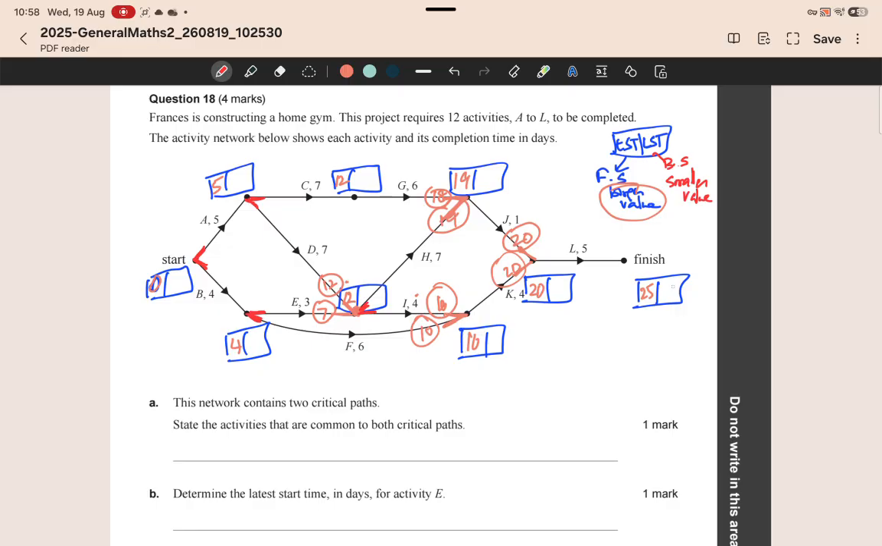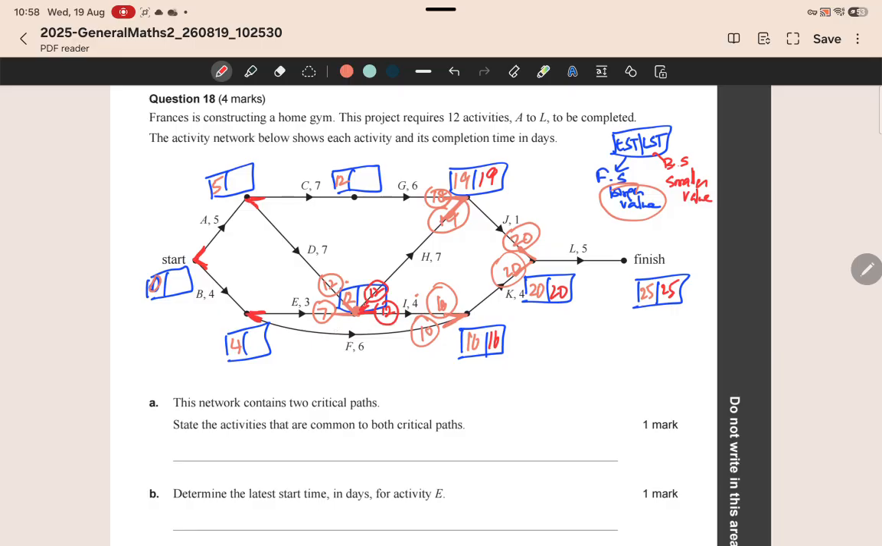So let's go back to the finish, and we always start with making them equal, and then we subtract as we go backwards. 25 take away 5 along L is 20, and then 20 minus 1 is 19, and then 19 along H is 19 take away 7 is 12. Now going back to the end of K, 20 take away 4 along K is 16. And along I, 16 take away 4 is 12 again.